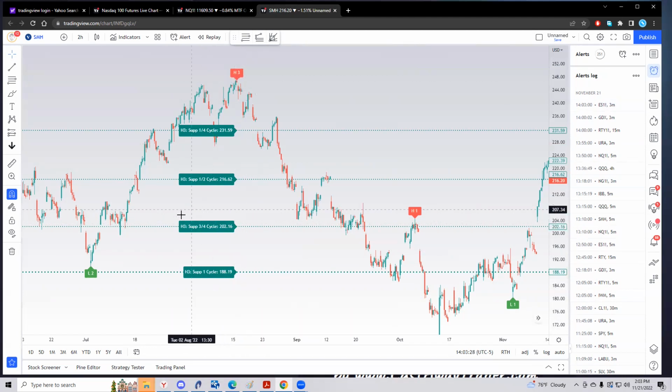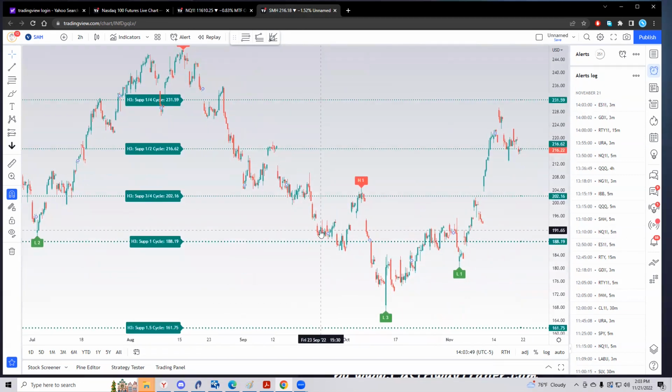We can see that 3/4 of a cycle also made a very important level. Price popped here, then finally tagged it, popped up again, and look, price came back up to that level once it tested the next support at 1 cycle down. So that's why, again, you can consider those support levels as resistance as well when price keeps moving up on the way higher.